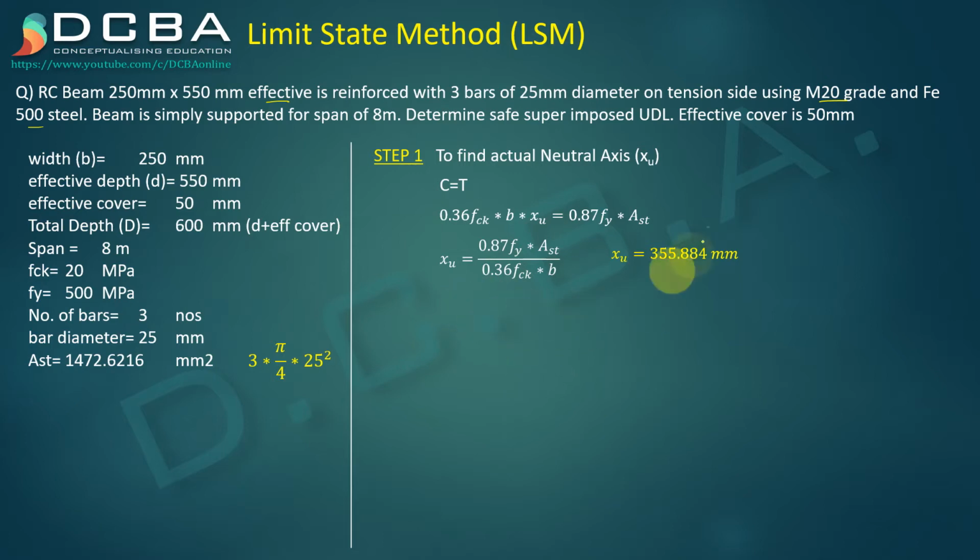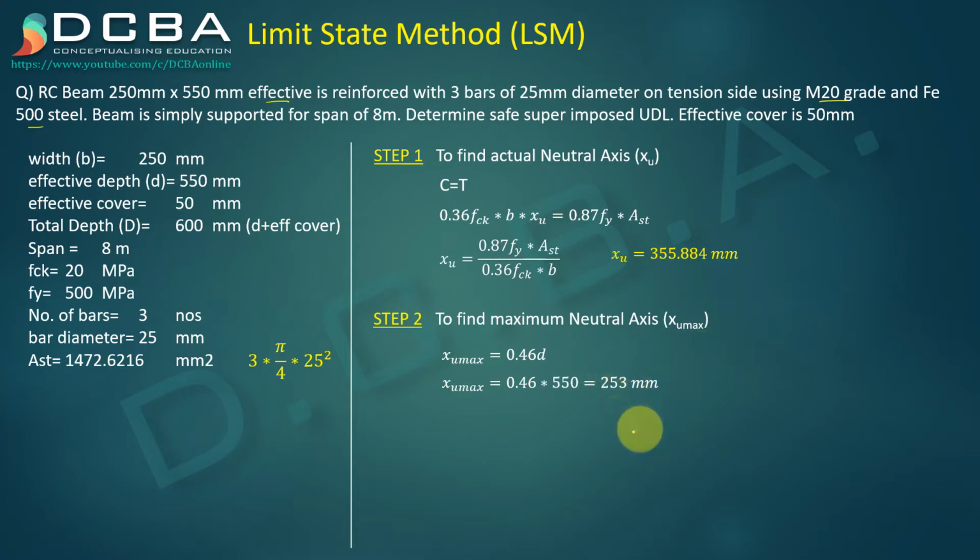After finding XU, we have to compare it with XU max to check whether the section is under reinforced or over reinforced. XU max for Fy 500 is 0.46D, which is 0.46 into 550. So this will give you around 253 mm. What we can see is our XU, the actual neutral axis, is greater than our maximum neutral axis.